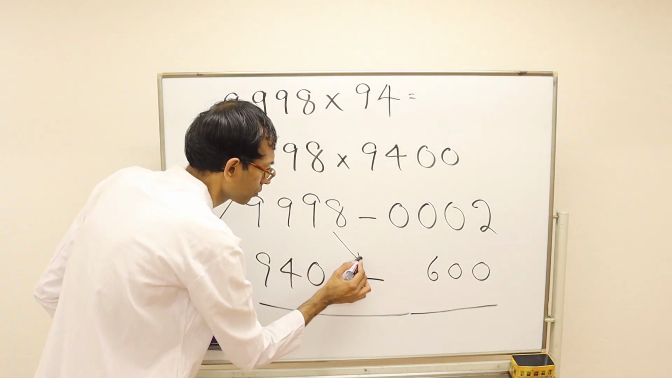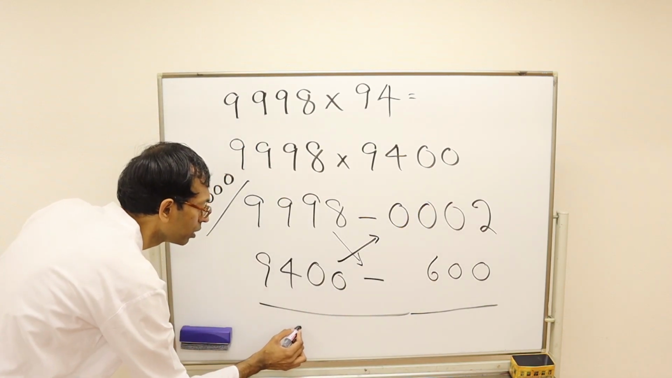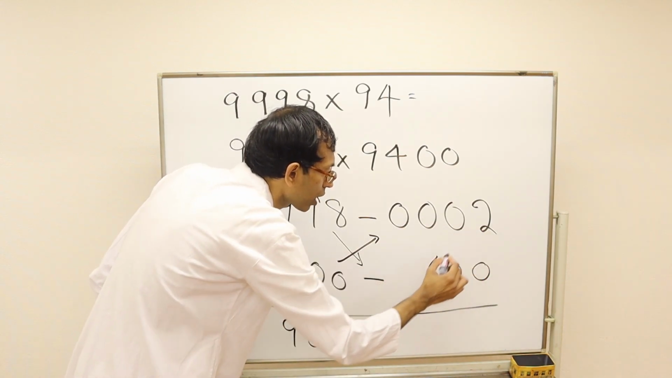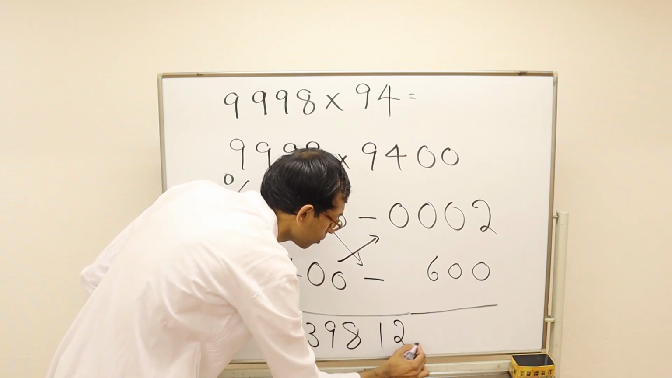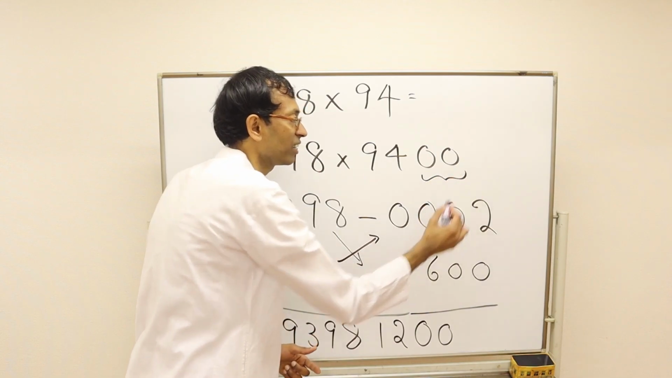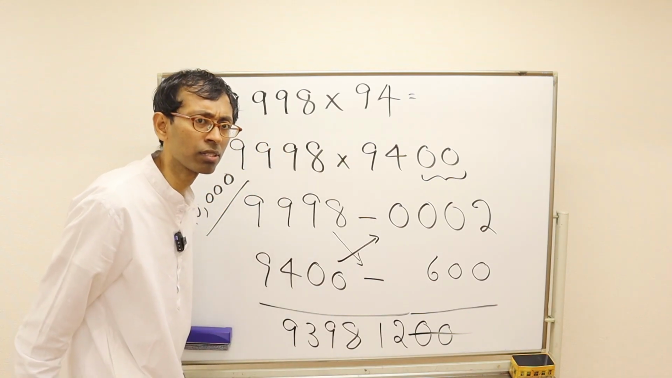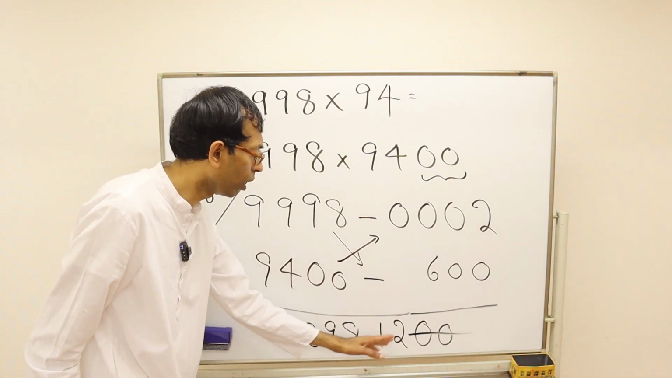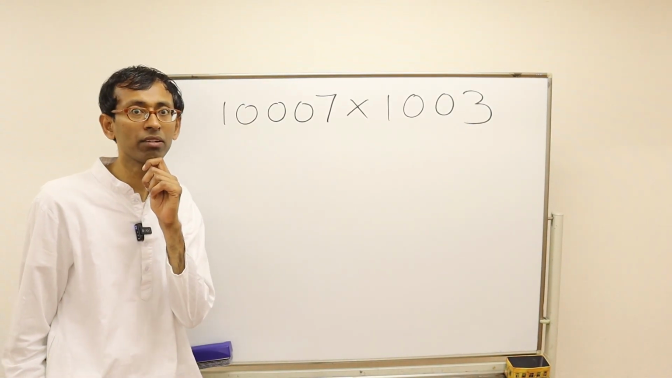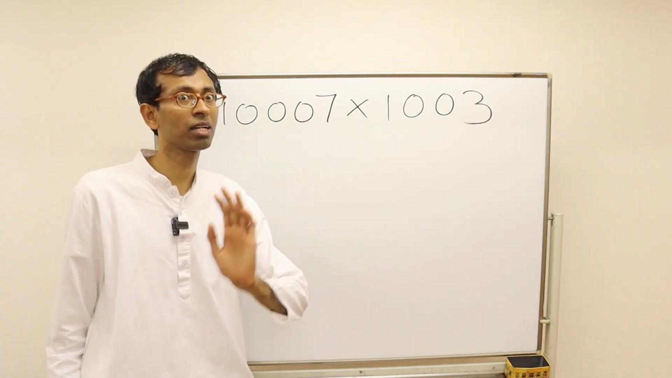And then the first part of the answer, you want to do this way or this way? This one looks straightforward. So 9398, and then 2 times 600 is 1200. Because we added 2 zeros here to the question, we take away these 2 zeros from the answer, and the answer is 939812. As simple as this. Now pause the video and do this problem yourself. You have to multiply with something and finally divide with something.